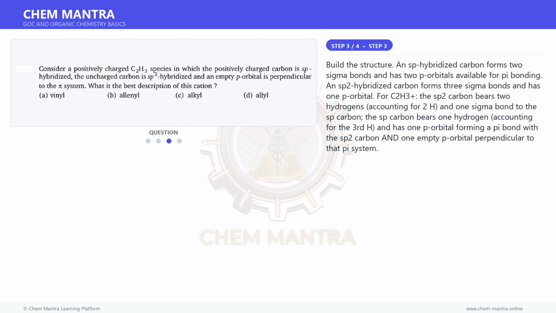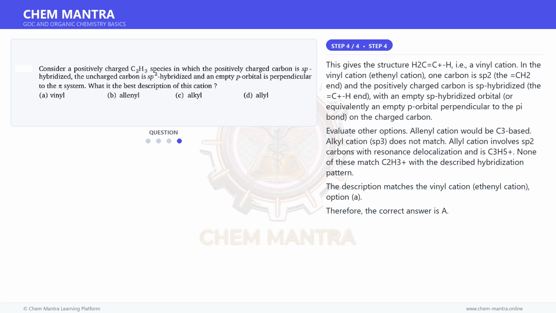The sp carbon bears 1 hydrogen, accounting for the third H, and has 1 p orbital forming a pi bond with the sp² carbon and 1 empty p orbital perpendicular to that pi system. And for the final step.